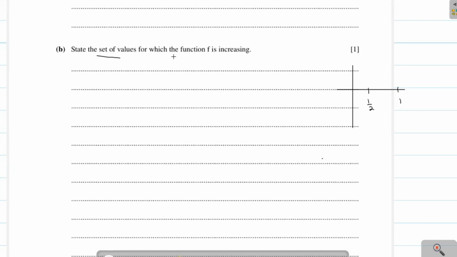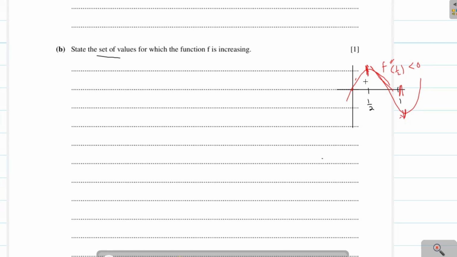Part B: state the set of values for which the function is an increasing function. The function is at a maximum position at 1 over 2 and a minimum position at 1. Suppose this is the curve, and when we take the second derivative f double dash of 1 over 2, the value is negative. Therefore, the function will be decreasing when f double dash of 1 over 2 is less than 0.